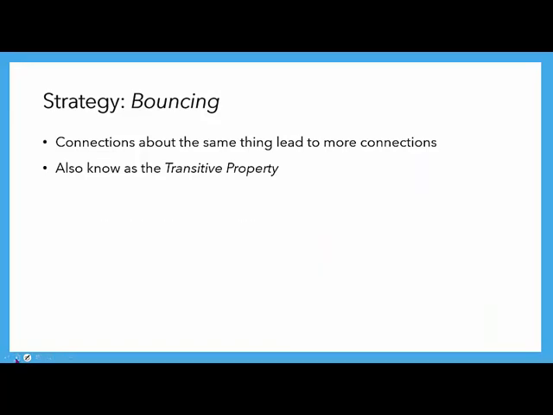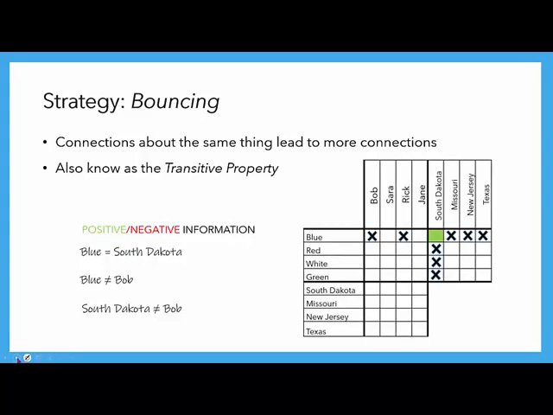Now, you can also use this bouncing technique with positive and negative information combined. So here's an example where we have that Blue and South Dakota are connected, but we also know that Blue is not connected to Bob. So this leads to something else that's not connected, and that would be South Dakota and Bob, right? Because if these two are connected, but we know these two are not, then how could these two be connected? Visually, this looks very similar. So here's our matrix.